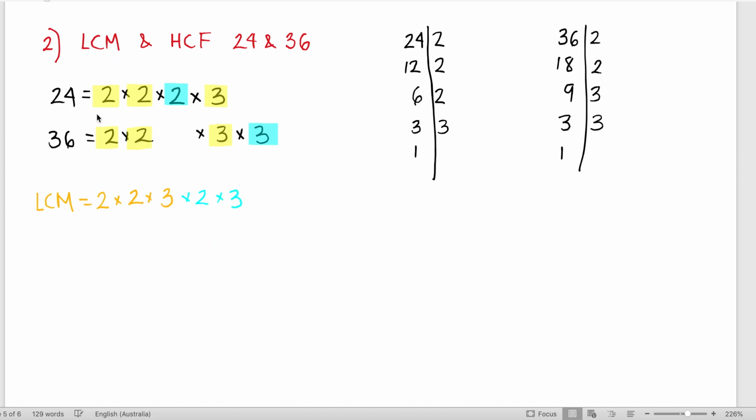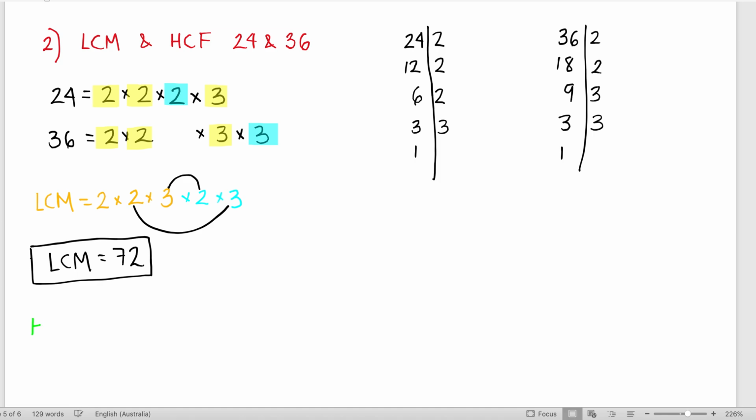Beautiful. Now, how am I going to do this one? I'm going to say, okay, I have 3 times 2, 6, and 2 times 3, 6. So 6 times 6 is 36, times 2, 72. So my lowest common multiple is going to be equal to 72 between those two numbers.